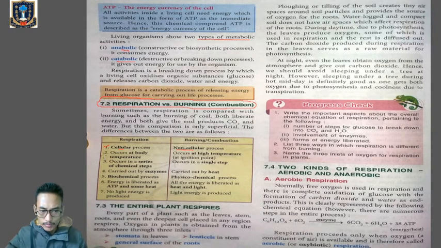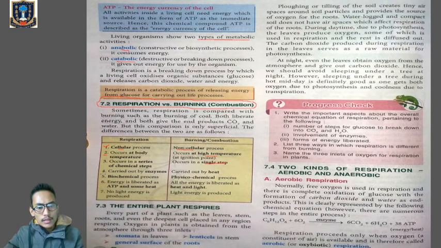Respiration occurs at body temperature, whereas combustion occurs at high temperature, at the ignition point. That means that particular temperature at which the combustible substance starts to burn is called the ignition point. Number 3, respiration occurs in a series of chemical steps. We have learned about glycolysis and Krebs cycle, but in the case of combustion, it's a single step. There are no such multiple steps in combustion.